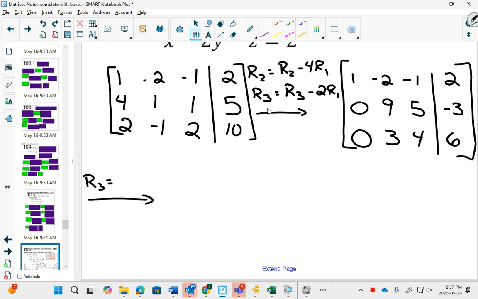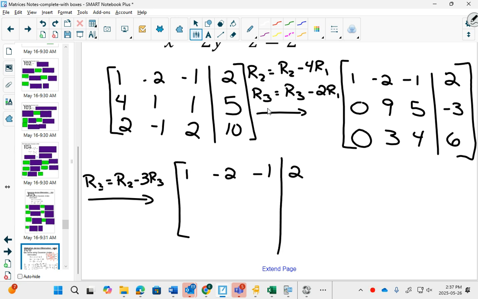Any ideas? How do you like this? If I take row 2 and I minus 3 row 3s, 9 minus 3 of these, that would give me 0, right? Okay, let's see how that works out. 1, negative 2, negative 1, and 2, and 0, 9, and 5, and negative 3. Those two rows aren't changing, so we can just rewrite them. And row 3 is now row 2 minus 3 row 3s.